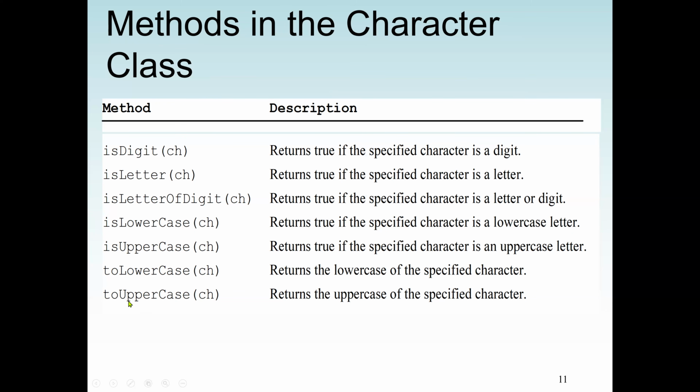The same thing applies to toUpperCase. This will return the uppercase of the specified character in ch. But isUpperCase will check whether the content is uppercase or lowercase. If it's uppercase, it returns true. If it's lowercase, it returns false. So these are some of the methods that we can use in the Character class.